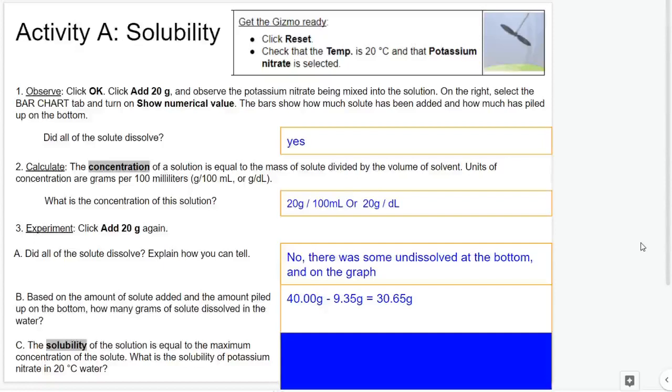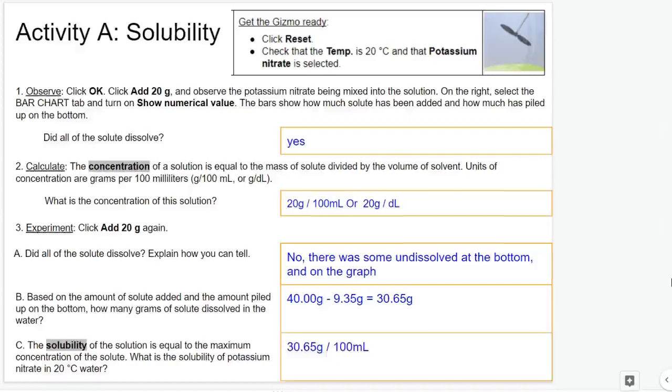So the maximum amount of potassium nitrate that I can dissolve at 20 degrees of water and 100 milliliters is 30.65 grams. So this is its solubility at that temperature. So to write its concentration, we would simply write 30.65 grams per 100 milliliters.